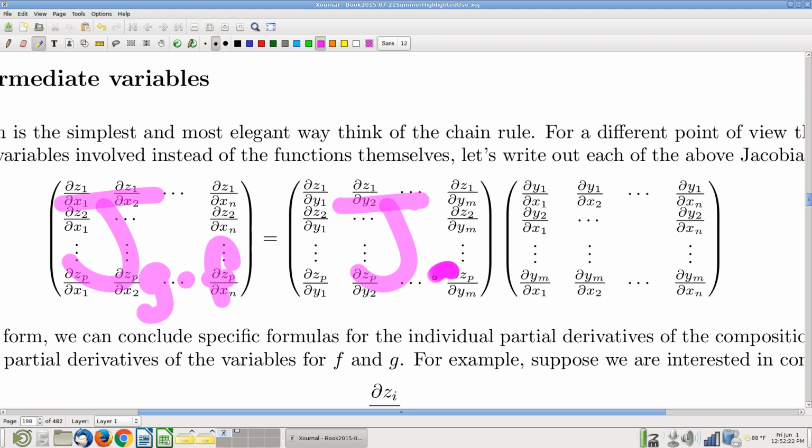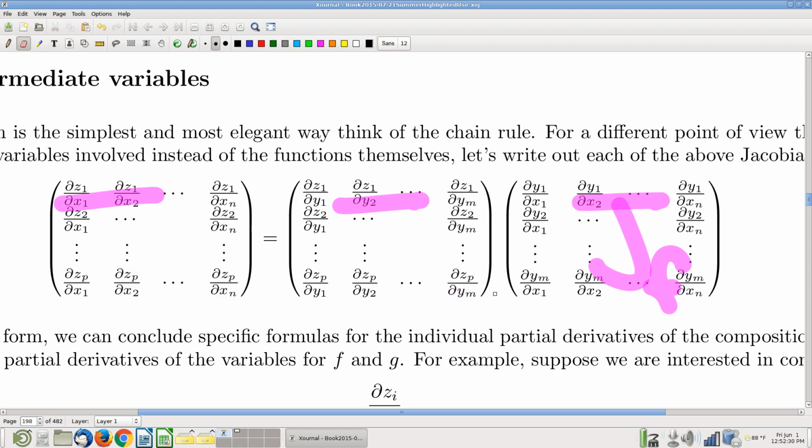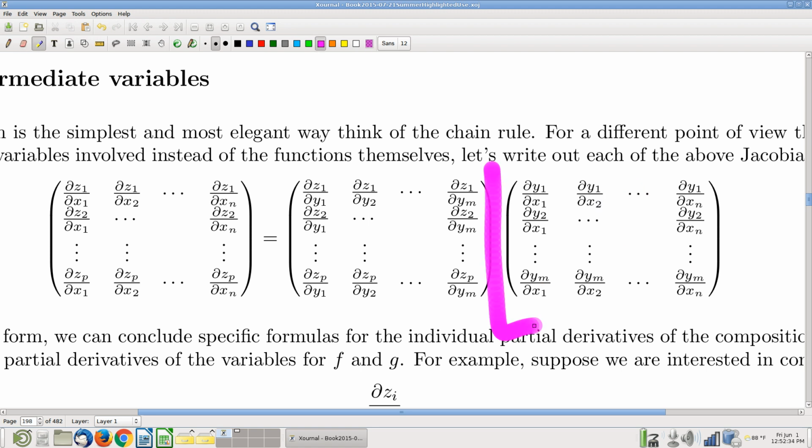That's the Jacobian of G, and that's the Jacobian of F. All I've done is expand out these individual Jacobians, and of course each Jacobian is made up of a bunch of partial derivatives. The Jacobian of F is all the partials of all the y variables with respect to all of the x variables, organized in the usual way, right? x1 partials first column, x2 partials second column, etc.